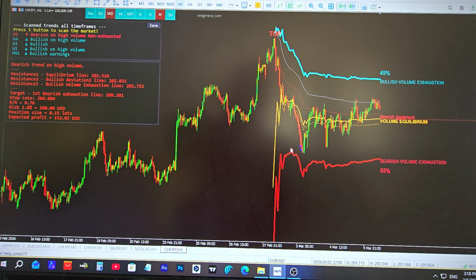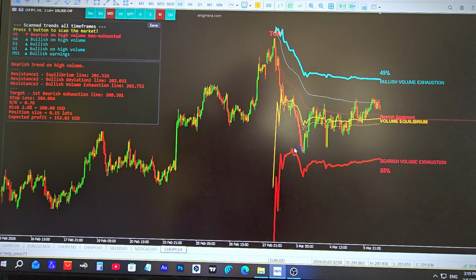I see what I see here. First of all, I see that the bearish trend has not reached the bearish volume exhaustion line. This is very important because if I enter the trend, then I have some distance to the bearish volume exhaustion, which is my idea for collecting the profits there.